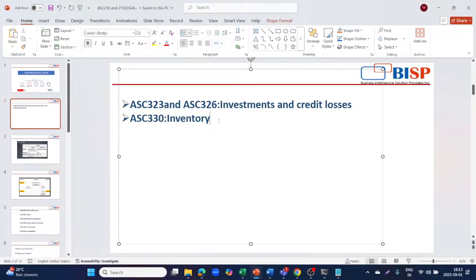Then we'll also see changes in influence. That means if an investor loses significant influence, the accounting for the investment changes, and it is typically accounted for as a standard financial instrument. Here we'll also see joint venture accounting. This standard also addresses the complexity of accounting for joint ventures, which are formed by entities so that they can carry out a specific business activity, sharing risks and rewards.